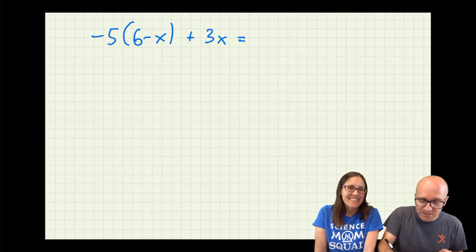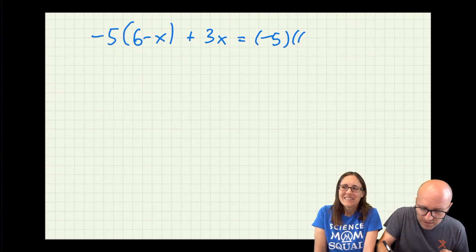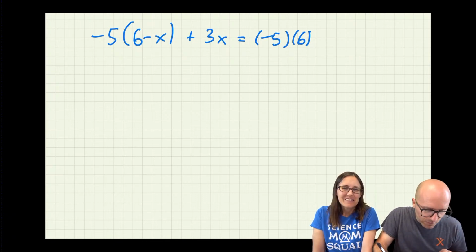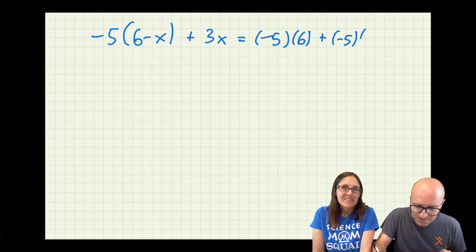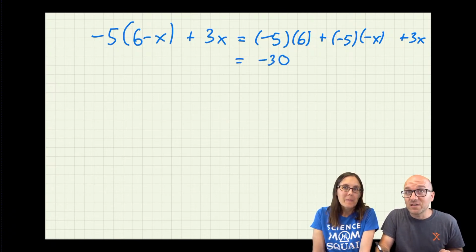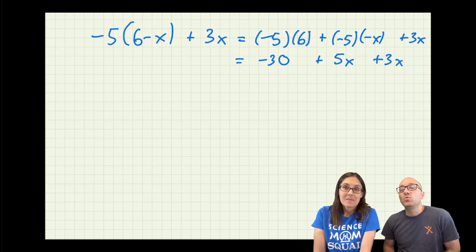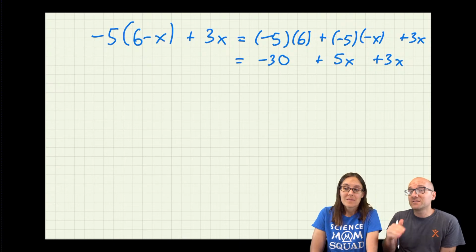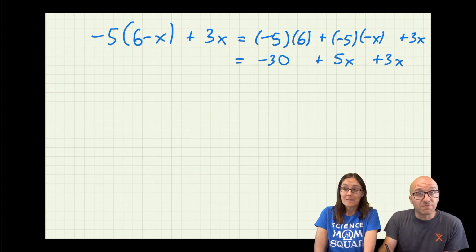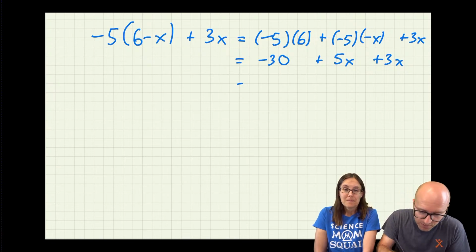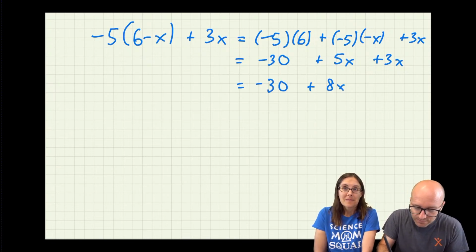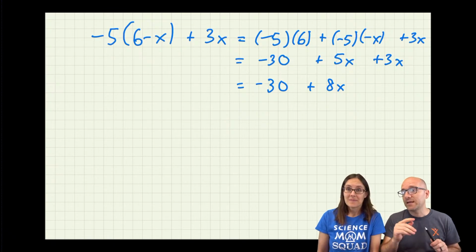All right, so negative 5 times 6. I'm going to just write it negative 5 times 6. And then plus, I could do it negative 5 times negative x. And then there's a plus 3x. Well, negative 5 times 6 is negative 30. Negative 5 times negative x is going to be 5x. Negative times negative is positive. Then plus a 3x. Now we have negative 30, but how many x's do we have total? 8x. That's right, I had 5 x's, and now I had 3 more x's for a grand total of 8x. So negative 30 plus 8x is what I came up with.